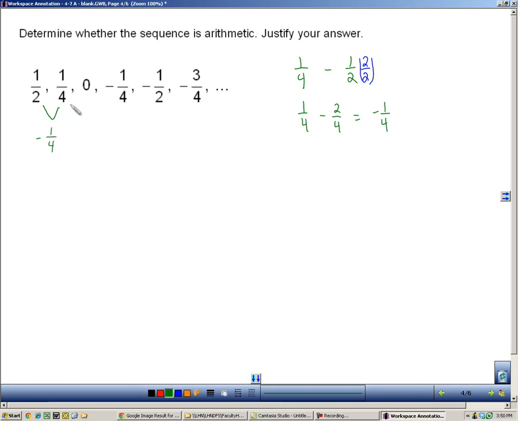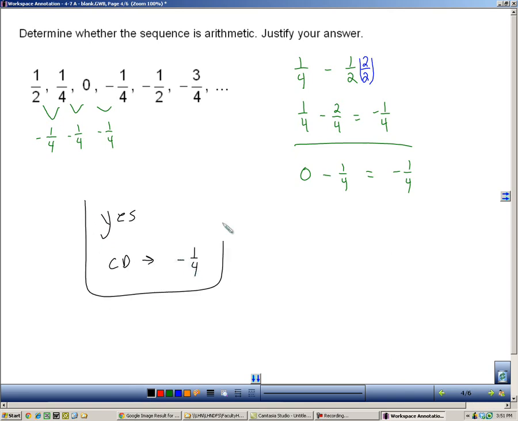How do you get from 1/4 to 0? Take 0, subtract the term that comes in front of it. 0 minus 1/4 is -1/4. And then how do you get from 0 to -1/4? Well, that one you can probably think of. You subtract 1/4. And that really should be enough. You get 3 of those, you know that that's going to be the same throughout the entire sequence. So you can say that this is an arithmetic sequence, and the common difference here is -1/4.